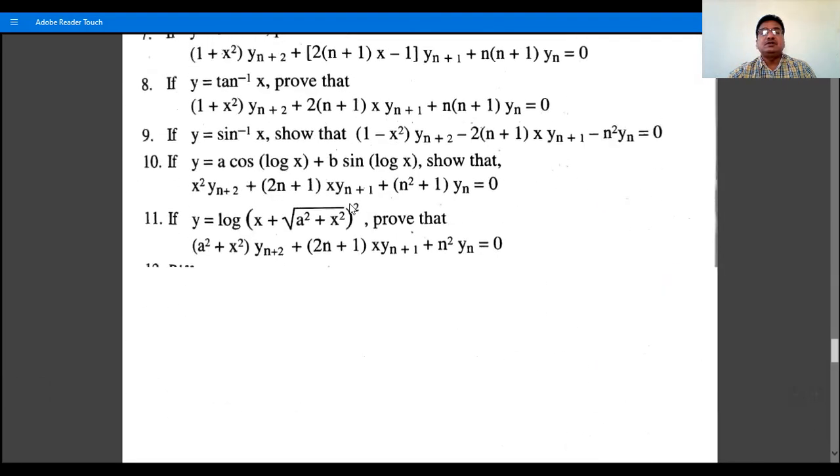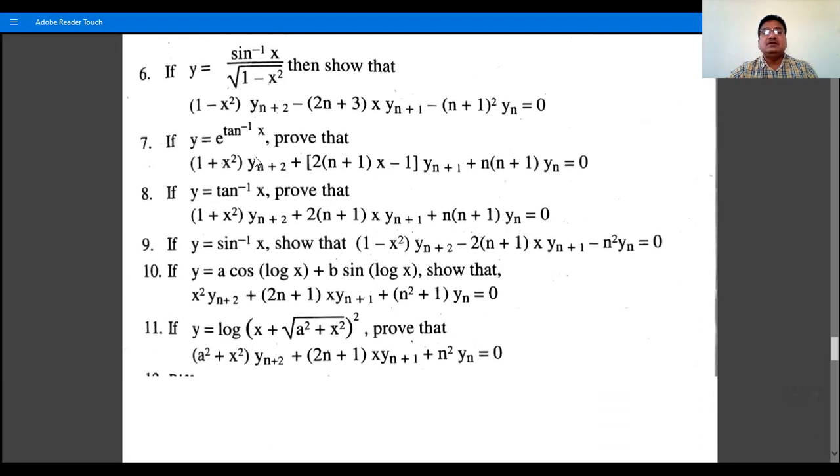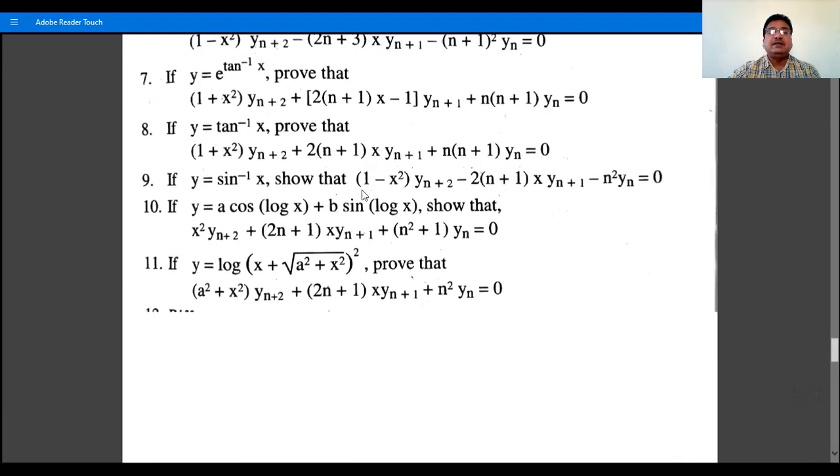So in order to solve this problem, first y = e^{tan⁻¹x}, then we have to show this. Here if you observe, y_{n+2} is the highest order derivative. So differentiate y = e^{tan⁻¹x} 2 times and then apply Leibniz theorem. Y = tan⁻¹x, then we have to prove this. Again differentiate y = tan⁻¹x 2 times and then apply Leibniz theorem. Y = sin⁻¹x, differentiate 2 times and then apply Leibniz theorem.